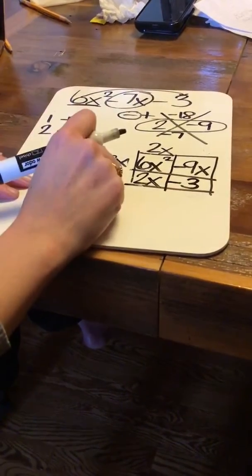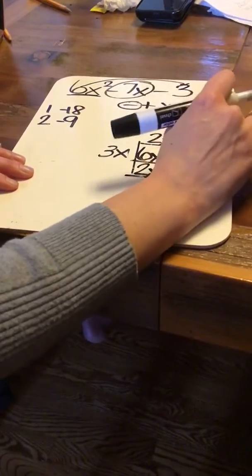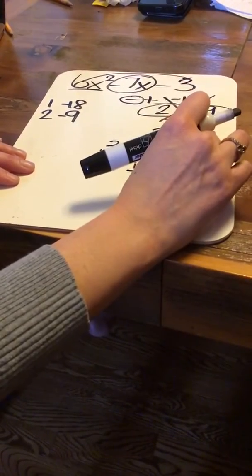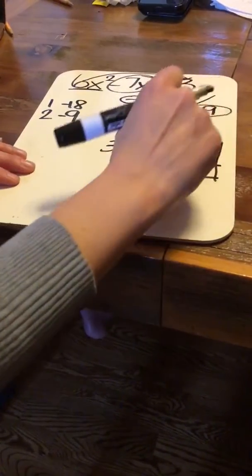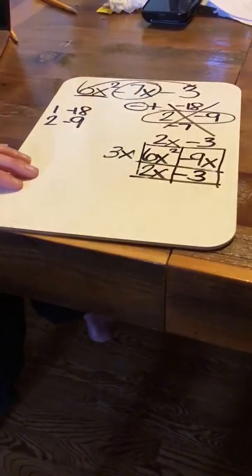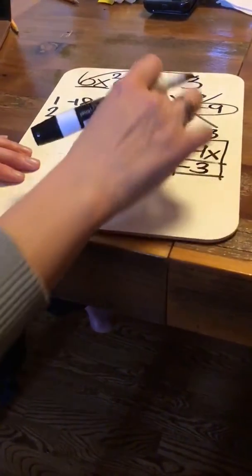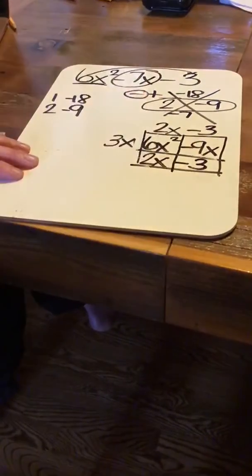Now I need to figure out what goes here. I have a 3x. I'm taking it out of this, so that makes negative 3. I don't need an x because there's only one x in here. So 3x times negative 3 makes negative 9x. If I put an extra x here, that would make x squared inside there, so that wouldn't work. So be careful with that. Now I'm going to look down here. 2x times what makes 2x? It's a 1. Positive 1.